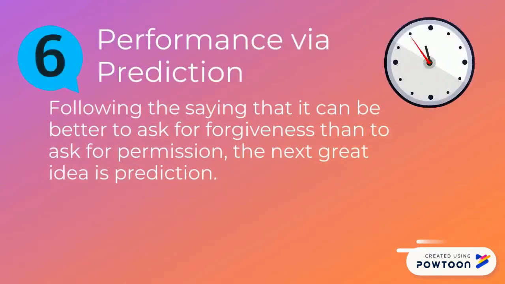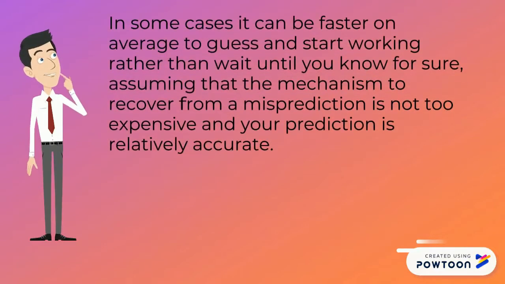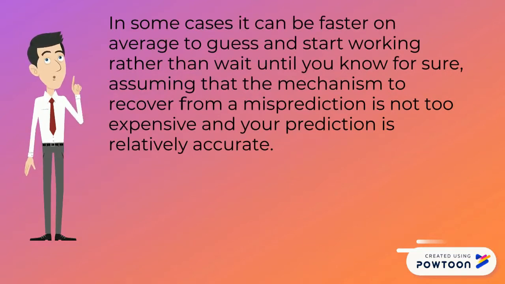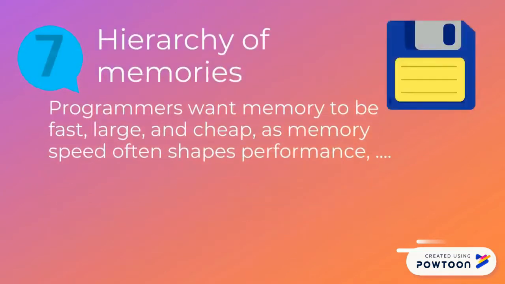Number 6, performance via prediction. Following the saying that it can be better to ask for forgiveness than to ask for permission, the next great idea is prediction. In some cases, it can be faster on average to guess and start working rather than wait until you know for sure, assuming that the mechanism to recover from a misprediction is not too expensive and your prediction is relatively accurate. Number 7, hierarchy of memories.